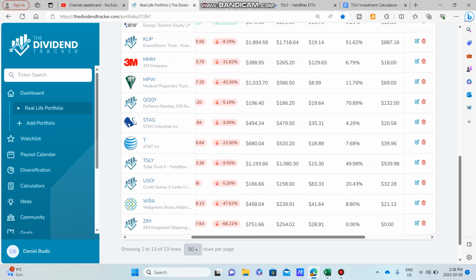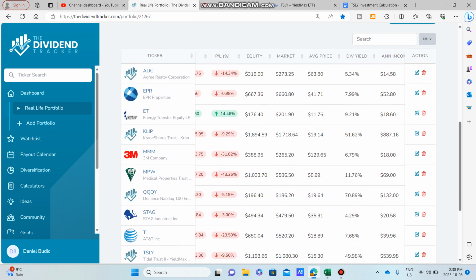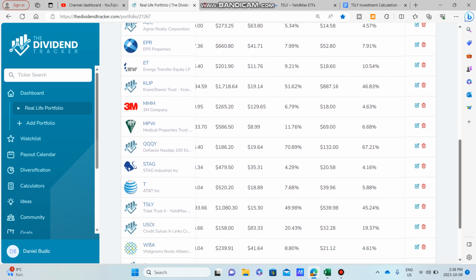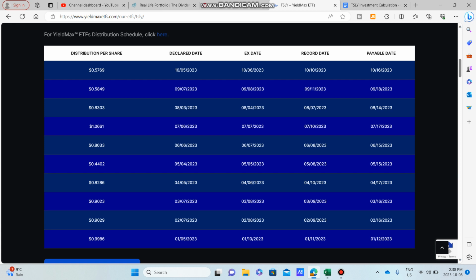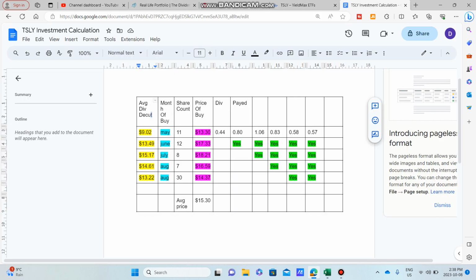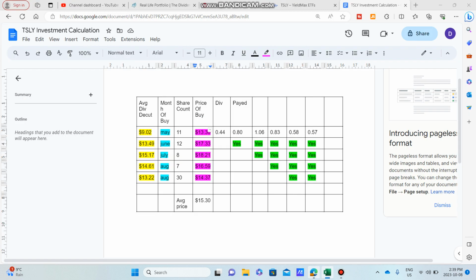I have an average purchase price of $15.30 and an average yield on cost of about 45% or so, which is very, very solid. Throughout this time period, I've been buying TSLY almost every single month. I haven't bought any in October or September, but I was buying in May, June, July, August, as you can see, and I have all those price points. The first time that I ever bought TSLY, I have it here, but I'm going to show you on this chart because it's a lot more organized.